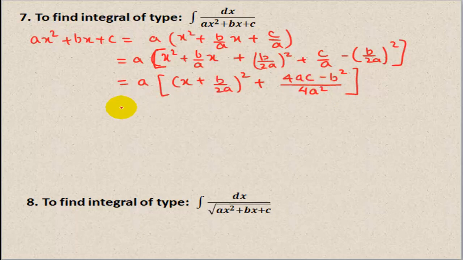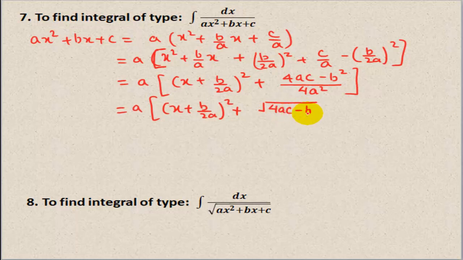This can be written as another perfect square. See how this is (x + b/2a)², and the denominator is already a perfect square. You can see we can write it as (√(4ac − b²) / 2a)². So once you have converted your denominator into a sum of two perfect squares or a difference of two perfect squares, what will your integral become now?